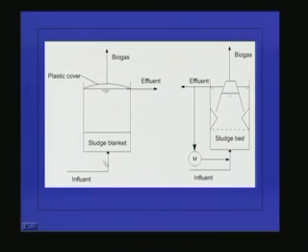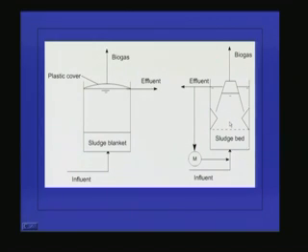So this is another type of reactor. There is no separate GLSS, that means gas liquid solid separator. This is the plastic cover. Influent is coming, sludge blanket is here. The velocity is adjusted in such a way that by the time the treated water reaches here, all the biomass present in the system will be coming back to the sludge blanket. By this way the biomass concentration in the system will be increased.